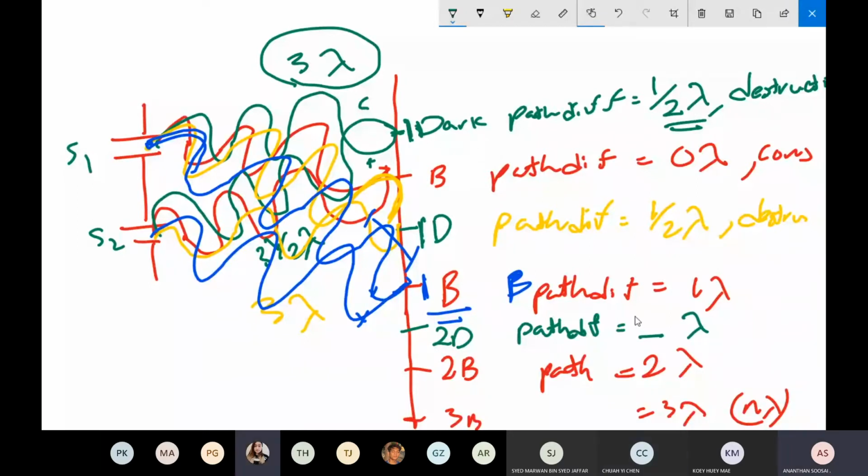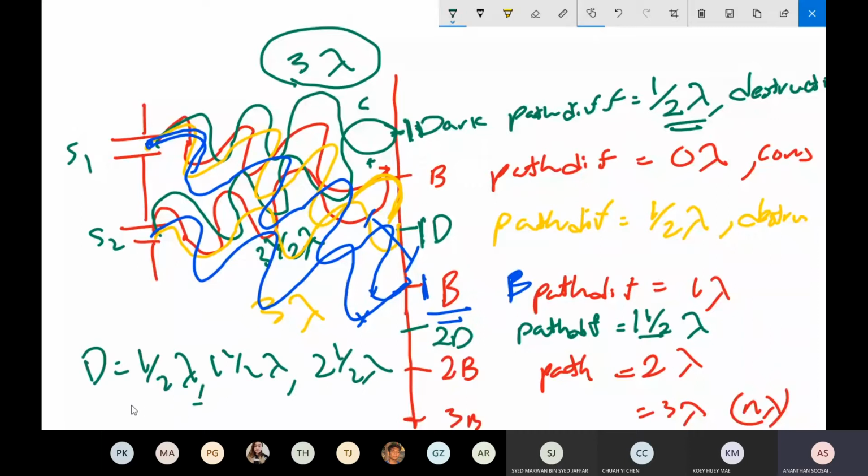1.5 lambda. You have to travel 1.5 lambda. So that means the condition to have a dark should be half lambda, 1.5 lambda, 2.5 lambda, and so on. This is the condition to have a dark spot. This is how the wave travels; you have to visualize it like this. Any questions so far on this part?